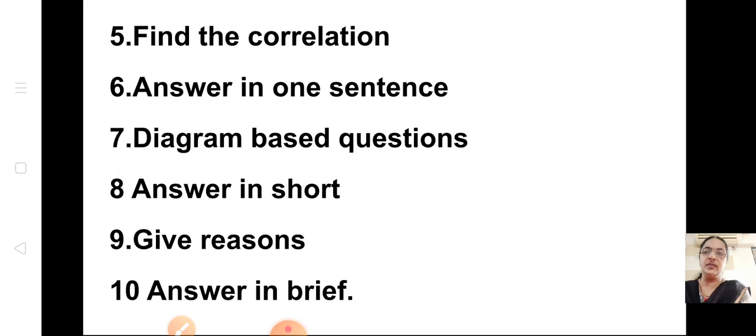Answer in short, give reasons, answer in brief: from these, any 2 can come. It can come as a brief answer for 3 marks, give reason can come for 2 marks, or it can come as answer in short or short note on. So from these last 3, any 2 can come for 5 marks. So in the paper of Science B, 15 marks will be MCQs and only 5 marks will be summative. That means you have subjective questions where you have to type the answers in your Google form and answer in brief. So learn it thoroughly so that you can do it well.